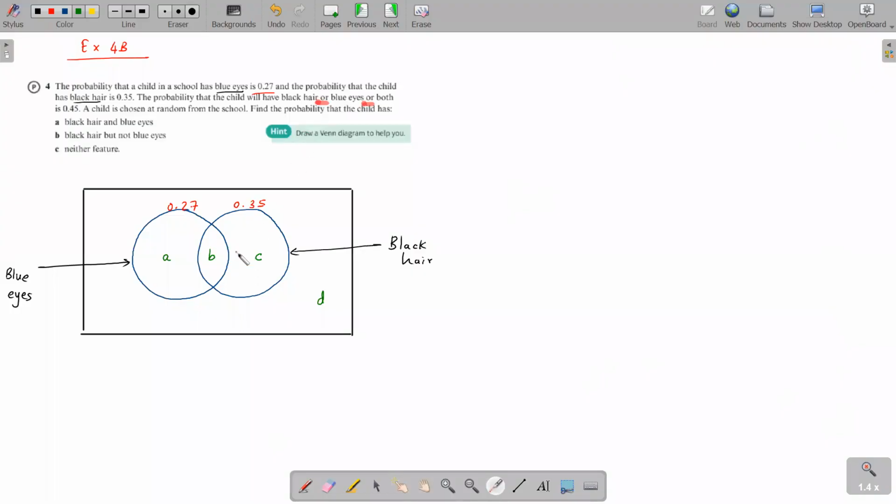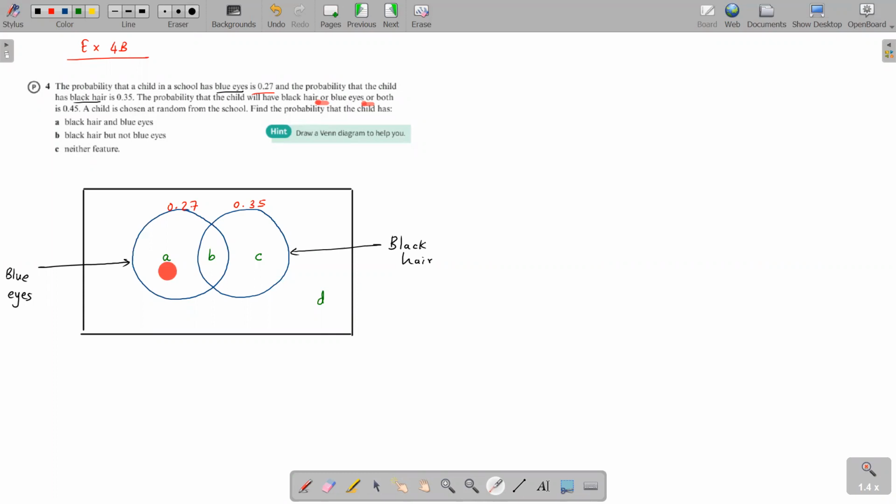So guys, over here, this 0.45 is going to belong to the regions with probabilities A, B, and C. Because they say the probability that the child will have black hair or blue eyes or both. So black hair is also fine. Blue eyes is also fine. Having both is also fine because it's an or. The or operator means we are okay with any of these features. So all of the regions which include the features will come.